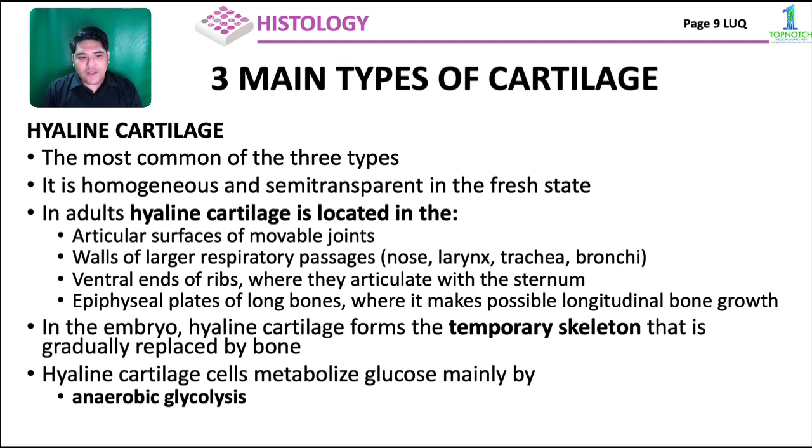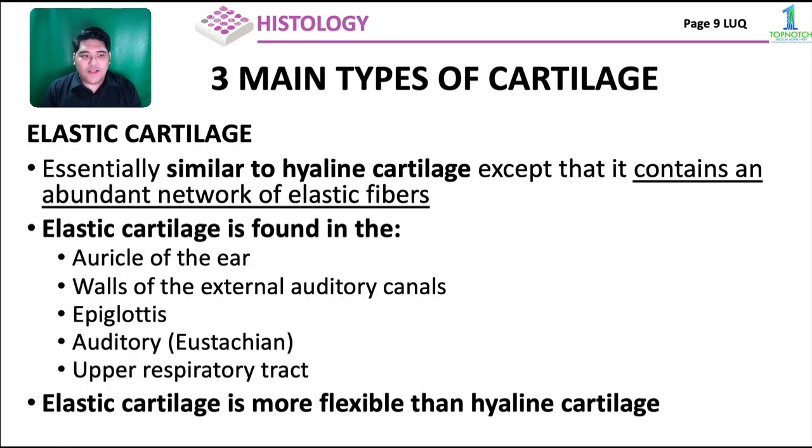Now, your hyaline cartilage cells metabolize glucose mainly by anaerobic glycolysis, because there is no direct blood supply. Again, hyaline cartilage. Now, we have your elastic cartilage. It is essentially similar to your hyaline cartilage, except that it contains an abundant network of elastic fibers, that's why it is elastic. Where is it found?